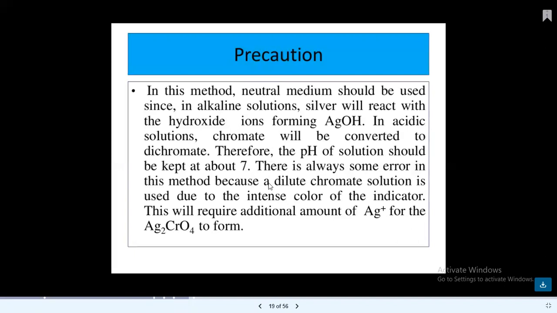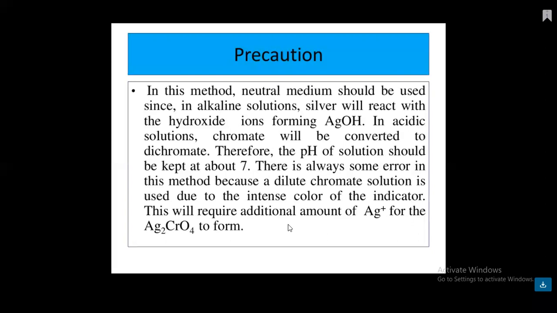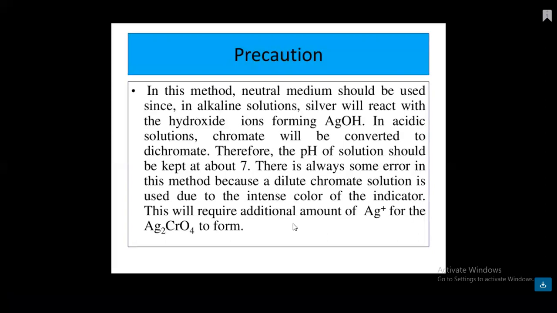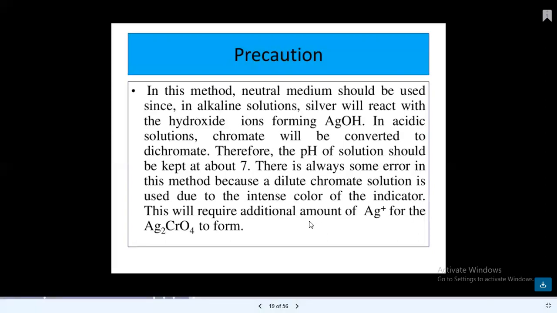There is always some error in this method because a dilute chromate solution is used due to the intense color of the indicator. This will require an additional amount of silver for the silver chromate to form. So we need a very dilute solution to avoid this type of color change or this type of error.